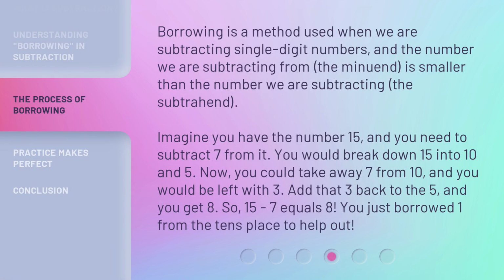Borrowing is a method used when we are subtracting numbers, and the number we are subtracting from, the minuend, is smaller than the number we are subtracting, the subtrahend. Imagine you have the number 15, and you need to subtract 7 from it. You would break down 15 into 10 and 5. Now, you could take away 7 from 10, and you would be left with 3. Add that 3 back to the 5, and you get 8. So, 15 minus 7 equals 8. You just borrowed 1 from the tens place to help out.